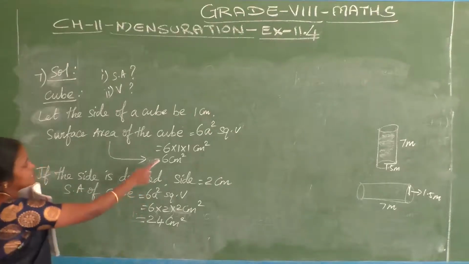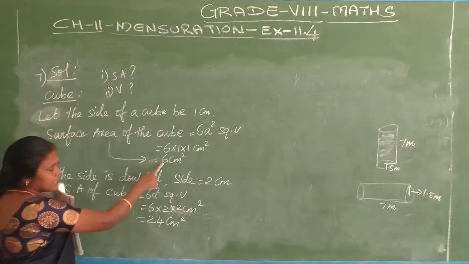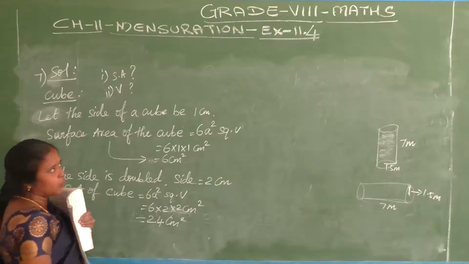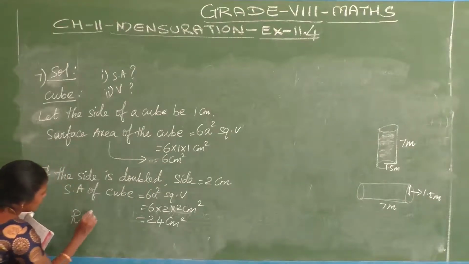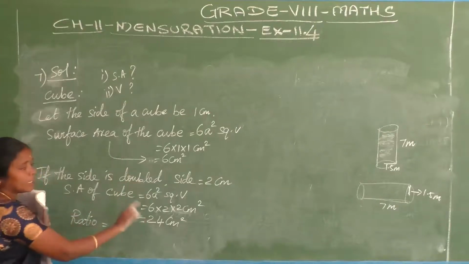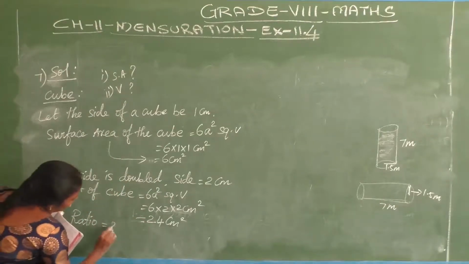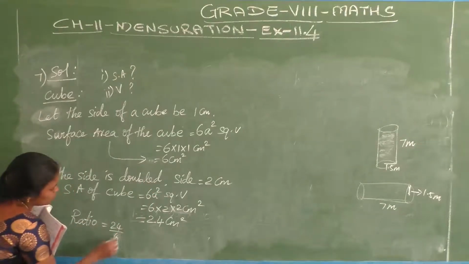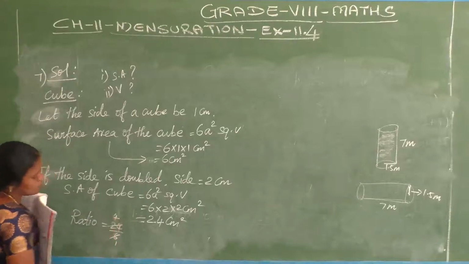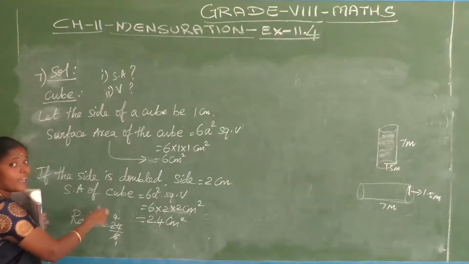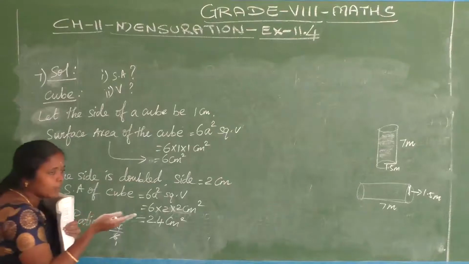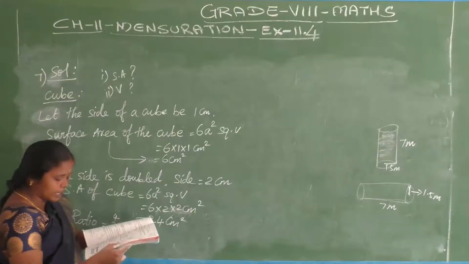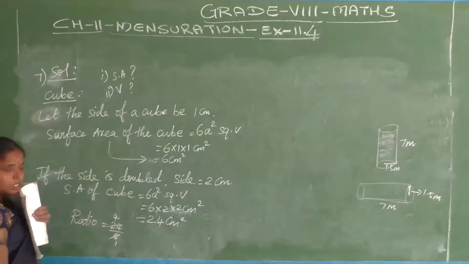So what is the difference between 6 and 24? Comparing 6, it is 4 times greater. 1 6 is 6, 4 6 are 24. So the ratio between original and doubled: doubled is 24, original is 6. So 4 times greater. If the side of the cube is doubled, how many times will its surface area increase? 4 times. Understood or not?